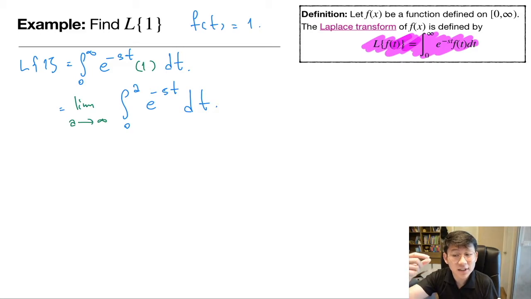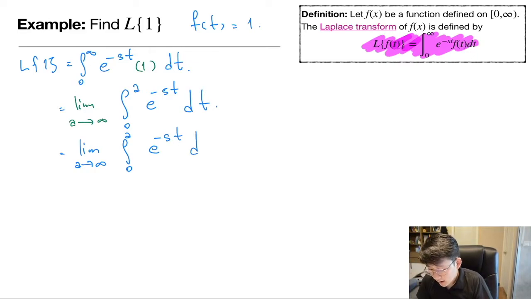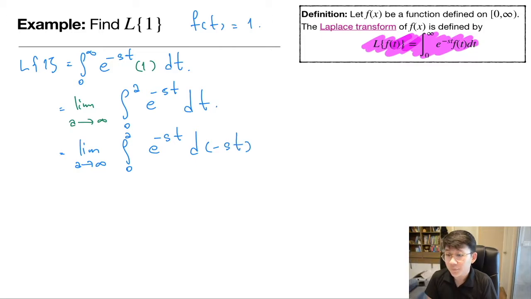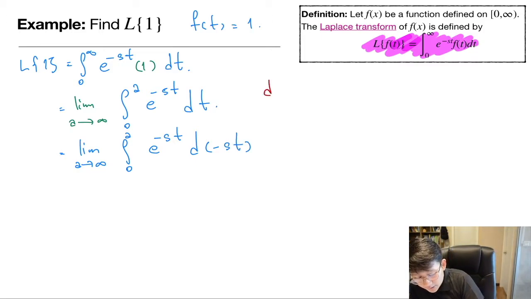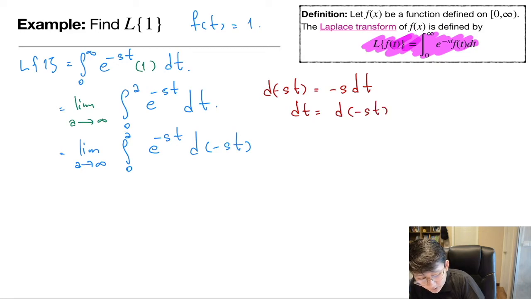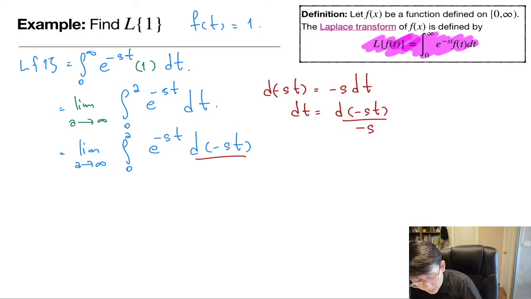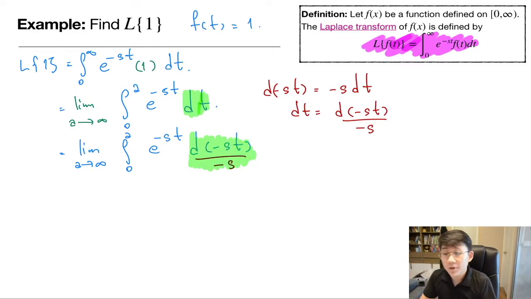Okay, and then the integral of e to the minus st dt. To integrate this function, from calculus 1, the integral from 0 to a of e to the minus st. So d of minus st is actually minus s dt, right? So dt would be d of minus st divided by minus s. Okay, so you need to divide this by minus s so that you recover the same expression. See, because dt is actually d of minus st divided by minus s.